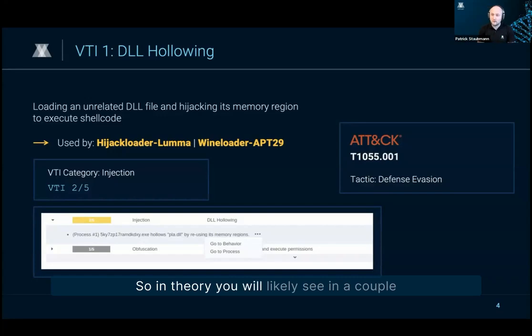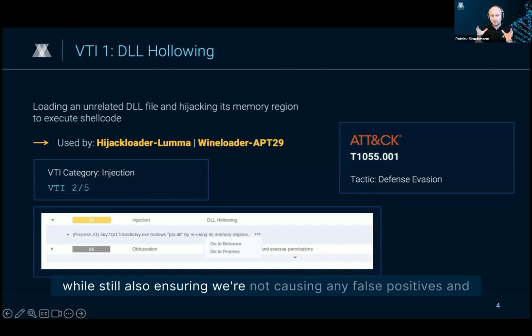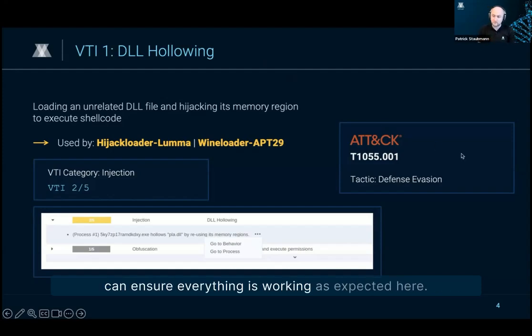So in theory, you will likely see in a couple of weeks, 1 week, 2 weeks, maybe an increased verdict of that VTI that's also supposed to directly raise this to a malicious score, because in theory, we're just talking about process injection in a different way. And yeah, that's just to be transparent here. That's a way on how we can ensure we provide the best and accurate detection mechanisms to our customers, while still also ensuring we are not causing any false positives and can ensure everything is working as expected here.